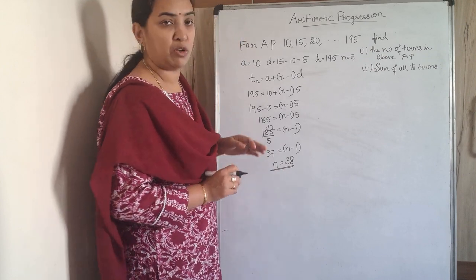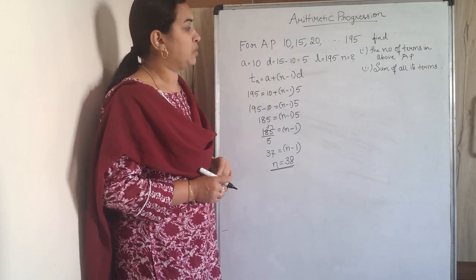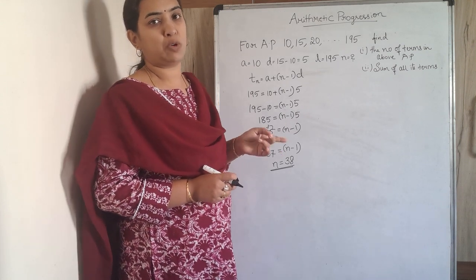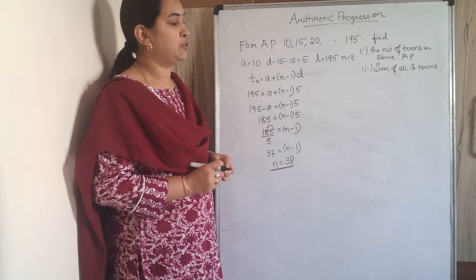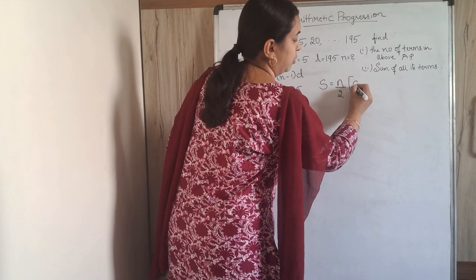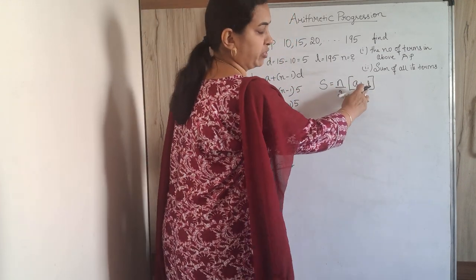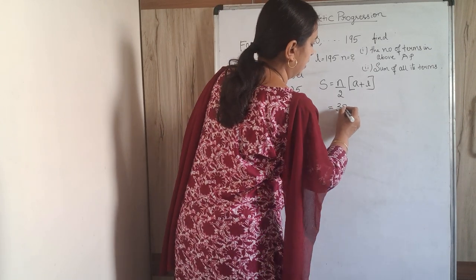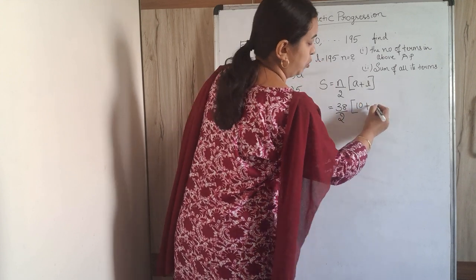Now, you know the value of A, D, L as well as n. So, in order to find the sum of all its terms, you can use either the formula S is equal to n by 2 into 2A plus n minus 1 into D, or else you can directly use this formula S is equal to n by 2 into A plus L. This formula I am using because I know the value of the last term. So, n, we found it out as 38. So, 38 by 2 into A is 10 plus the last term is 195.